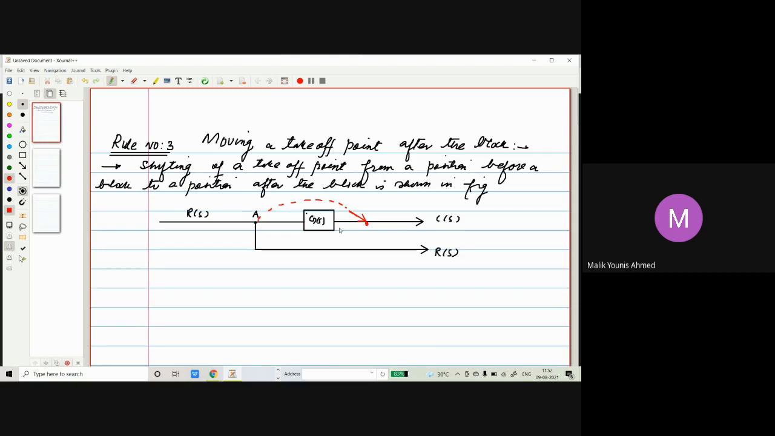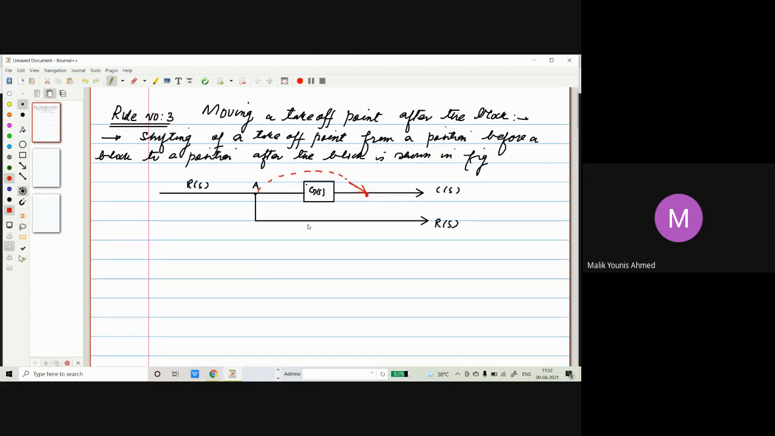So this is the rule: moving a takeoff point from a position before a block to a position after it. The main important thing here is that the integrity of the circuit at any point of time will not change. Now let's see how we will do it. First, this is as usual the input. I will change the pen color.